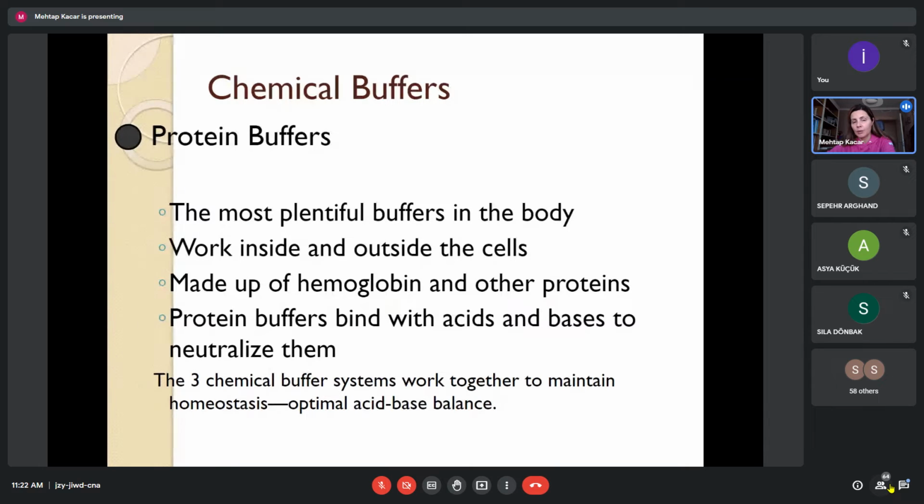The other one, protein buffer system, is the most plentiful buffer in the body because proteins work inside and outside of cells, and we have many proteins in our body. As you know, hemoglobin is the most important blood protein because all our erythrocytes are full of hemoglobin, and hemoglobin is a very important protein buffer system. And other proteins, of course. Protein buffers bind with acids and bases to neutralize both of them. The three chemical buffer systems work together to maintain homeostasis and optimal acid-base balance.